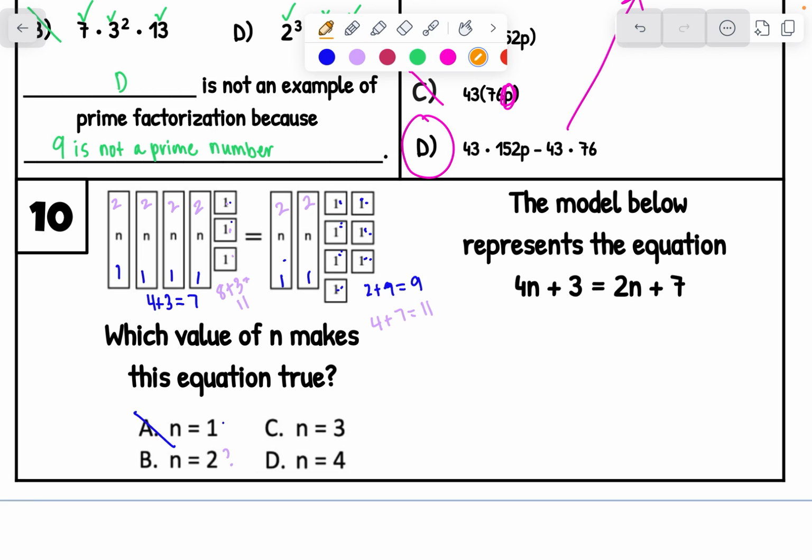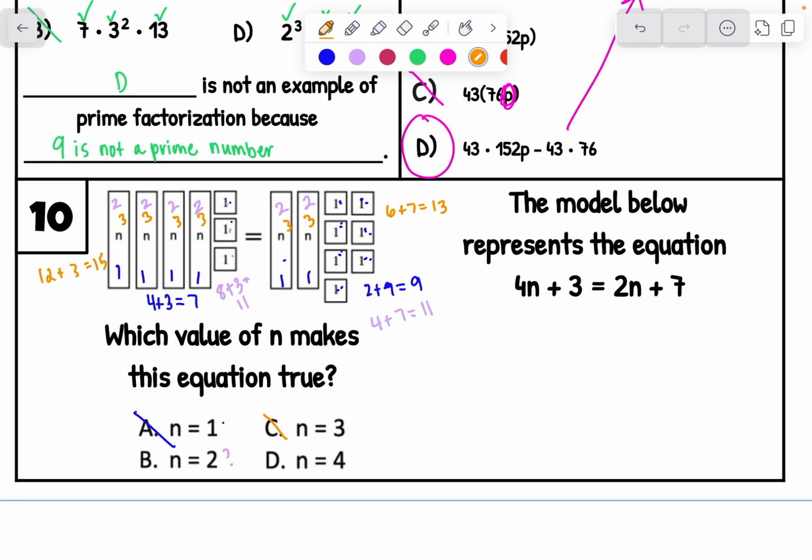So I have n equals 3. So again, plugging in 3. 3 times 4 is 12. 12 plus 3 is 15. So in order for this to be right, I want to get 15 on the other side. 3 times 2 is 6, and 6 plus 7 is 13, so that is not correct.